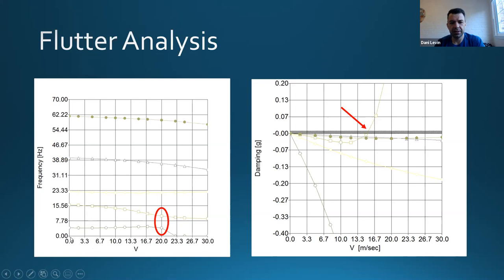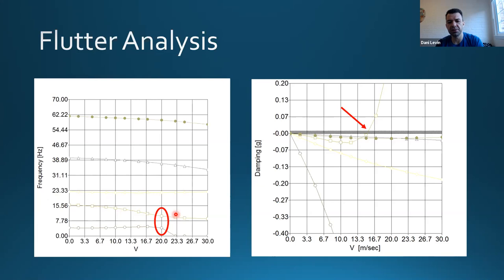Just a quick reminder, we are looking at the left picture now. At zero velocity, the vertical lines are the natural frequencies. So we have the bending at 4 hertz, and we have the torsion at 15. We have also the higher modes. This is the second bending. I believe this is the second torsion. No, we have here another one, which is very flat. As you can see, only these two modes, the first bending and the first torsion, are reacting. So the frequencies are changing. You can see the red ellipse there.